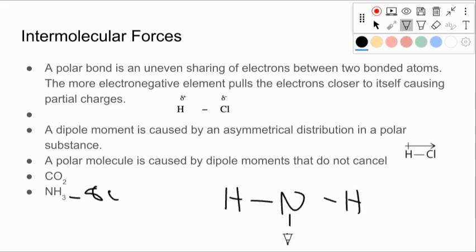It's going to share its lonely electron with each hydrogen, and then it has an unshared pair on the top. Nitrogen is more electronegative, so that means all of these electrons are going to pull inward, not in opposite directions. They're equal in magnitude, but they're not in opposite directions. It's pulling all of them into it.